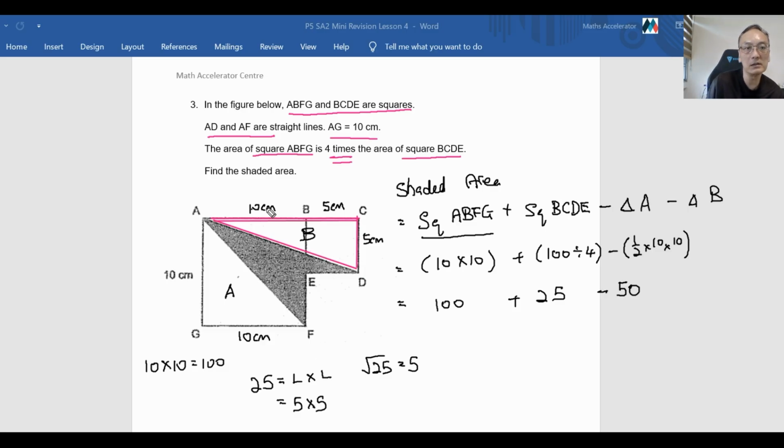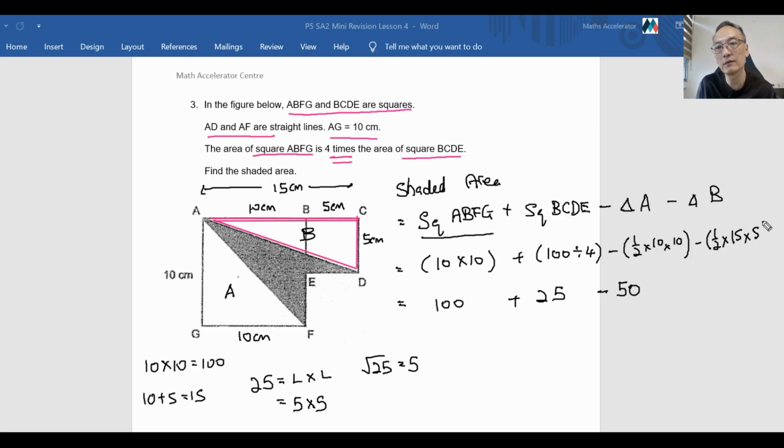So now from here we can see that we can combine these two together. 10 plus 5 will give us 15, right? So we know that over here, AC is 15 cm. So 15 cm will be the base of this triangle B, and the height is 5 cm. So we will take half times 15 times 5. So that will give us 37.5.